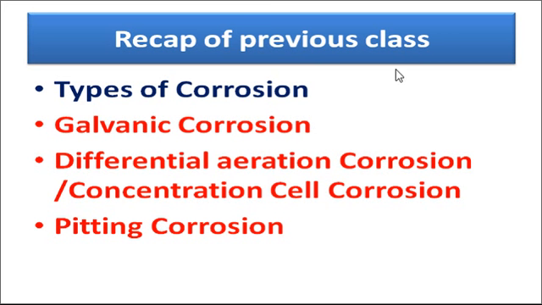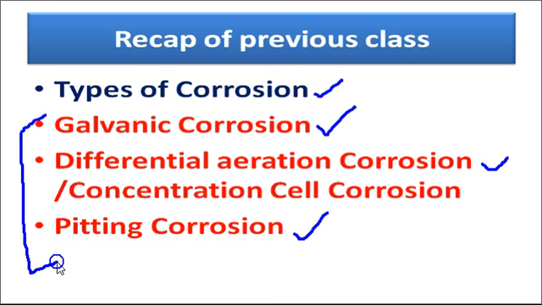In our last class, we started with the topic types of corrosion, in which three important types of corrosion we discussed in detail: the galvanic corrosion, differential aeration or concentration cell corrosion, and the pitting corrosion. All these types of corrosion we discussed in detail in our previous class.